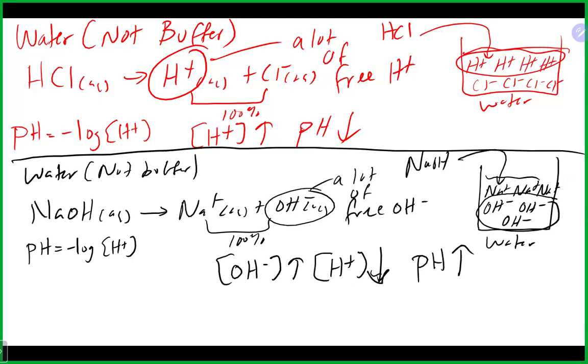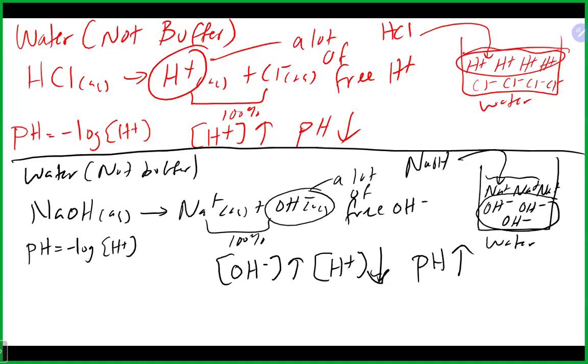Again, maybe it starts at a pH of 7, you add some sodium hydroxide, and you end up at a pH of 12 or 13, a really big jump in the pH because you basically just flooded that water with a bunch of free OH minuses. Remember, it is the free H plus concentration or OH minus concentration that ultimately determines the pH of the solution. So by rapidly increasing either of those, you will see a big change in the pH, either up or down, depending on which one you did. Any questions on what happens in a non-buffer situation?